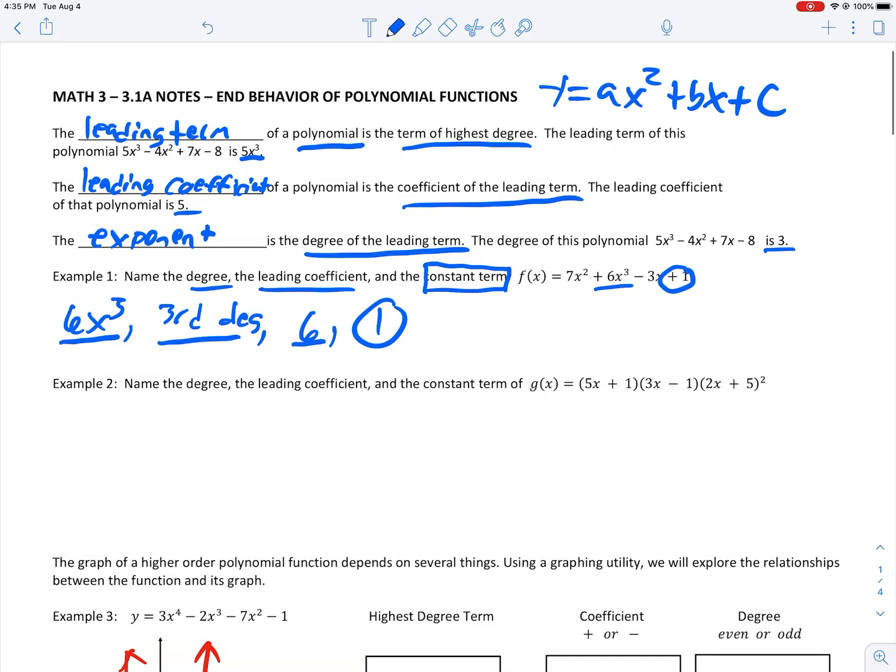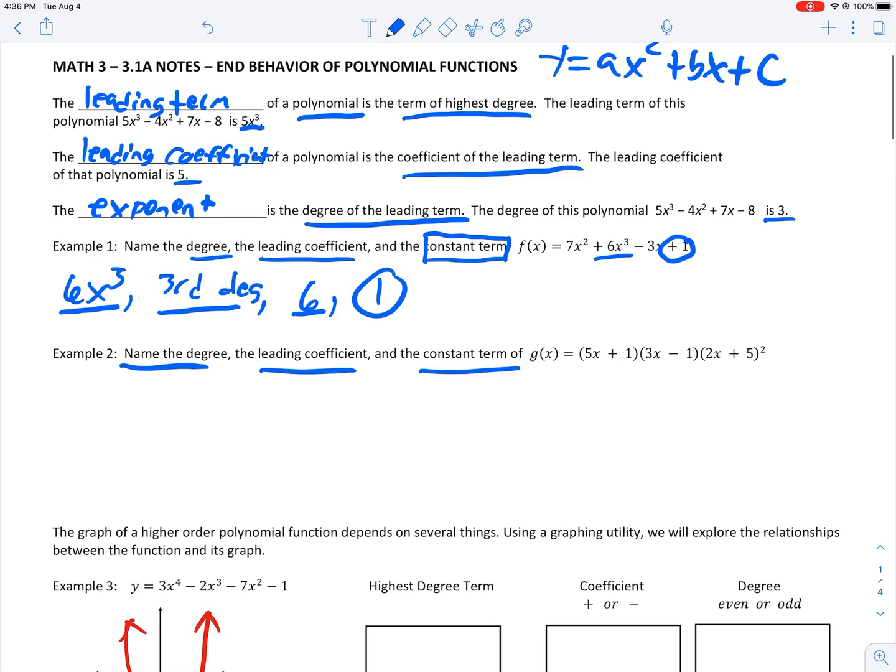Okay, example 2. Name the degree, the leading coefficient, and the constant term. Now, example 2 is in what we called factored form. Example 1 was what we called standard form. So factored form is a little bit more challenging. So notice we got the leading term, right? It's the one with the largest exponent.